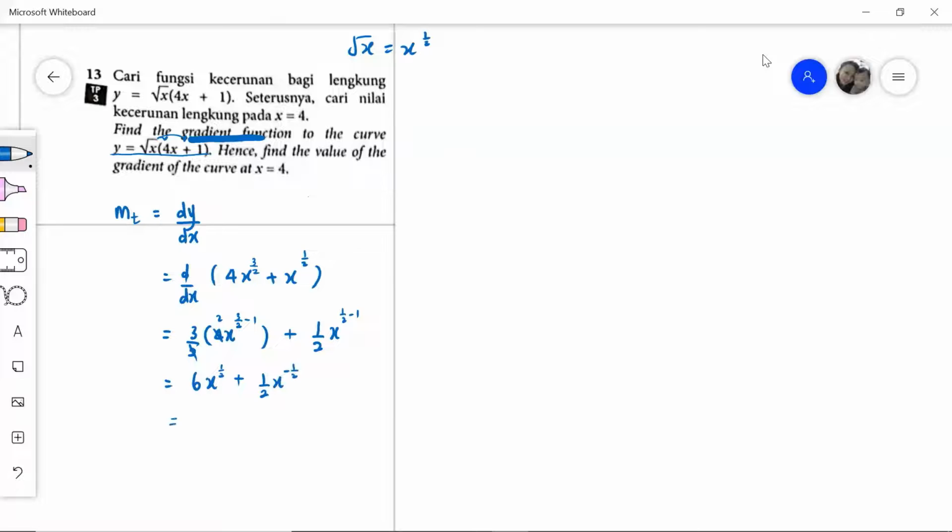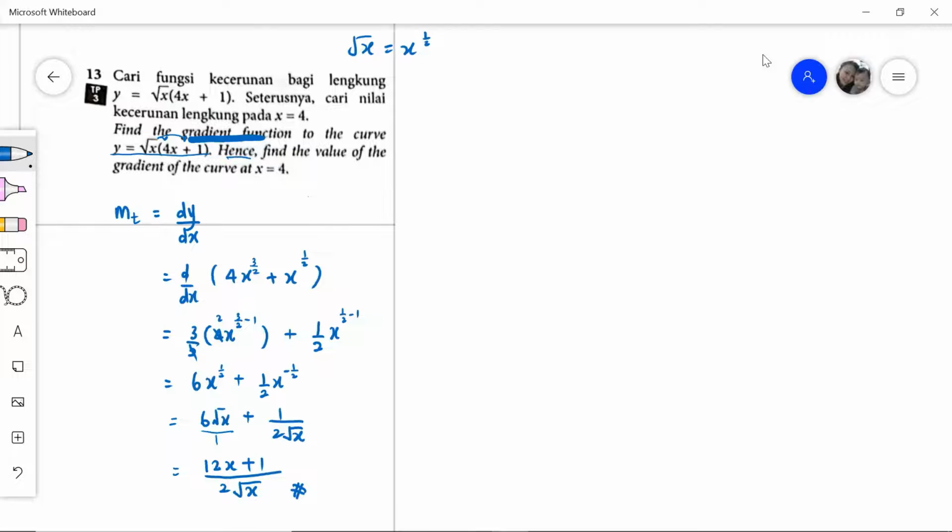So let's just put it in terms of square root. So 6 square root of x plus 1 over 2 square root of x, and simplify it to get a single fraction. Find the lowest common multiple, that is 2 square root of x. So 6 square root of x times 2 square root of x, we have 12x, and then plus 1 over 2 square root of x. So this will be the gradient function to the curve.